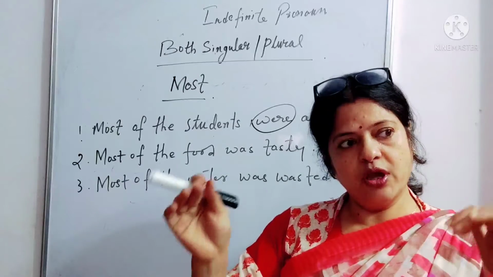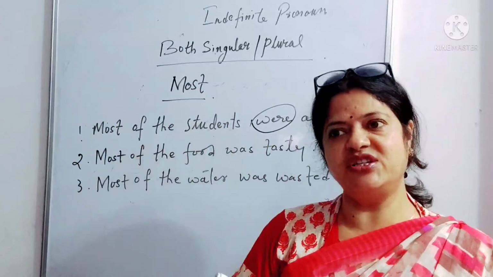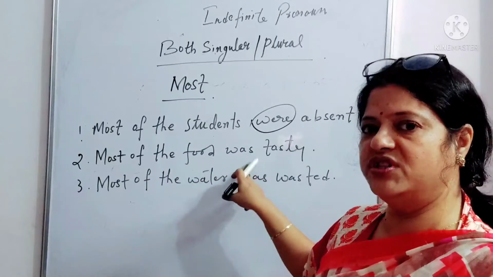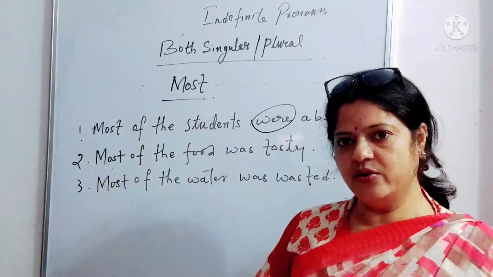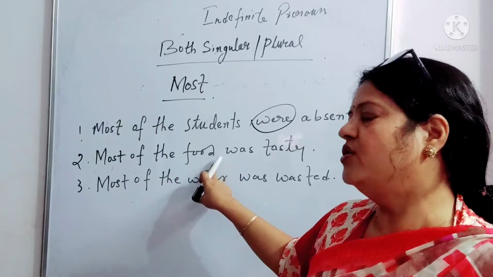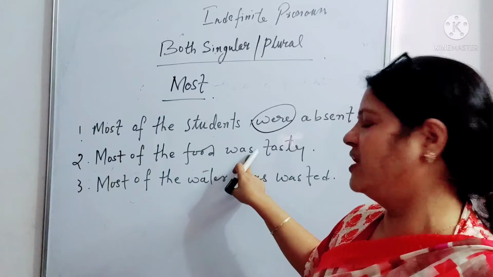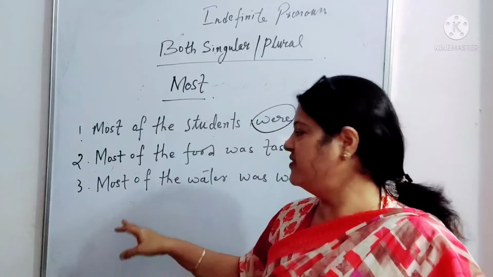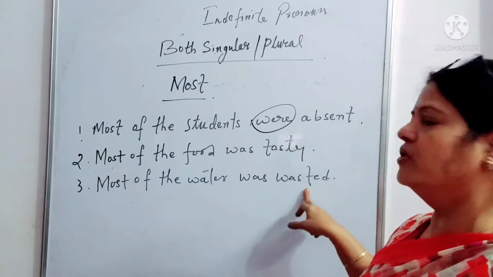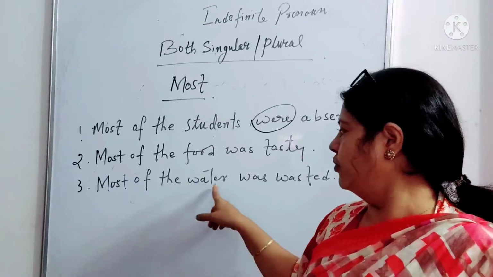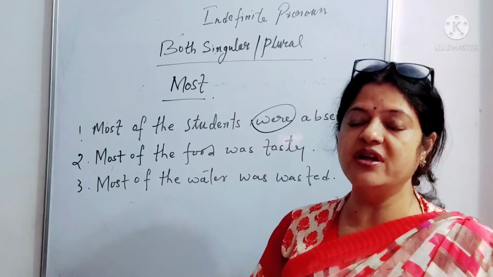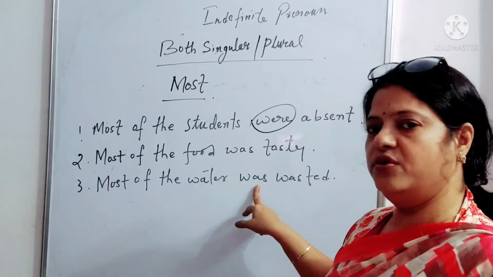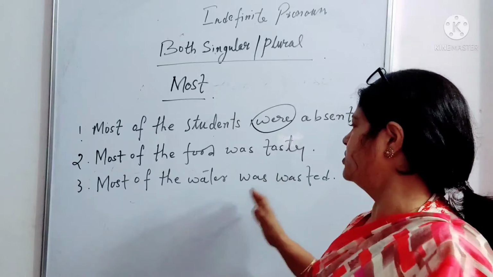It means we are talking about most of the food, it was tasty, but maybe one or two dishes were not good. So most of the food was tasty. We have taken food as a whole, and it is a singular uncountable noun, so that is why we have taken a singular verb along with it. Same way, if we say most of the water was wasted, again we see a singular uncountable noun. So that is why we have used a singular verb along with it. Most of the water was wasted.